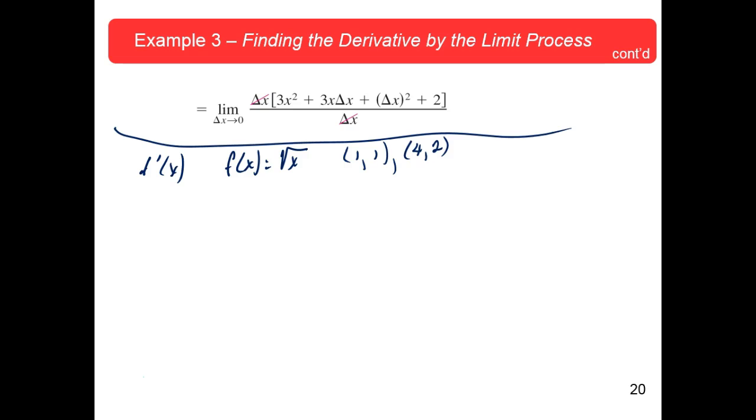Not hard. 1, 1, that makes sense. When I plug a 4 in here, the square root of 4 is 2. Yeah, those two points are on the curve, so I'm happier than I was before. So we use the definition, right?